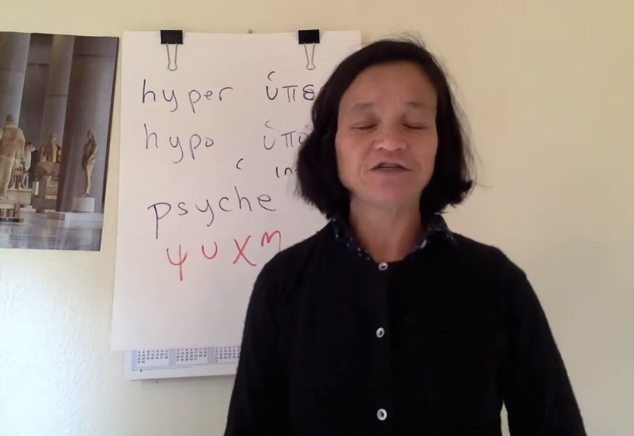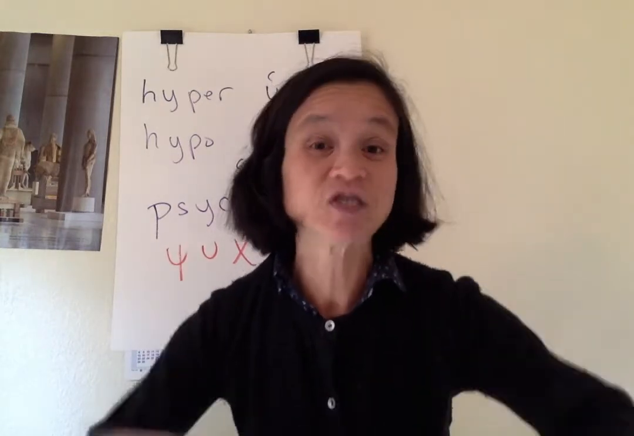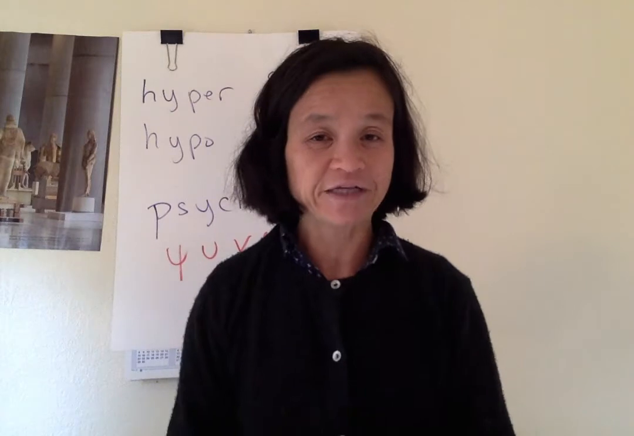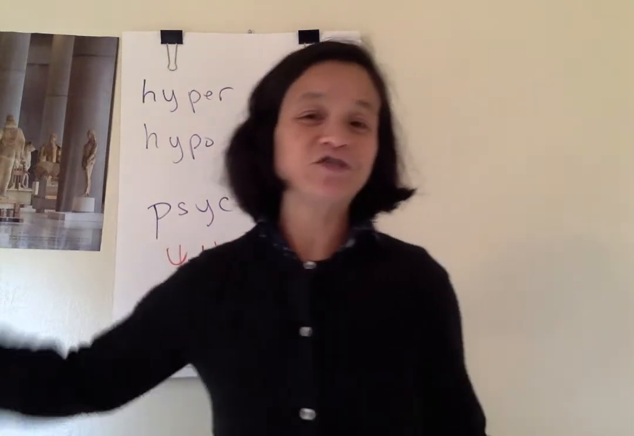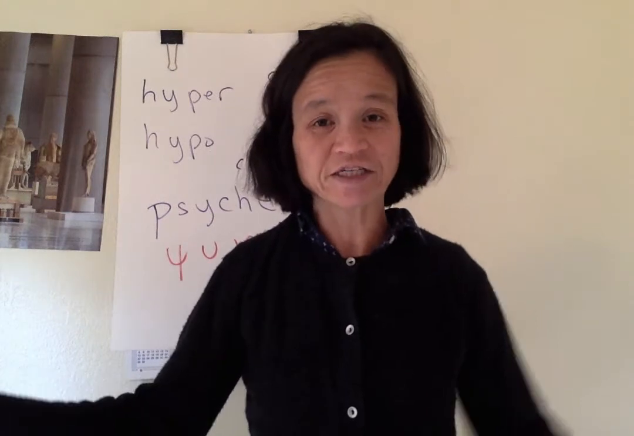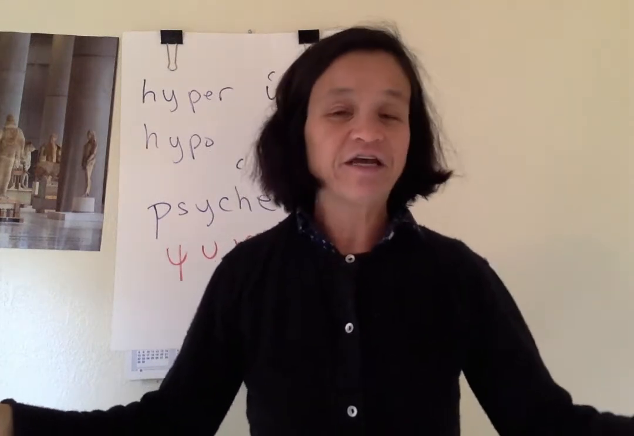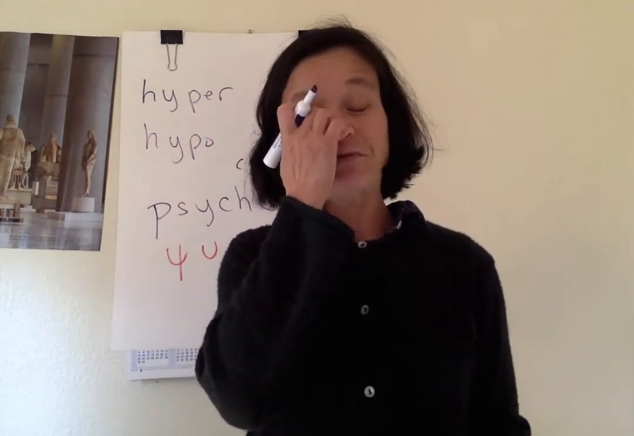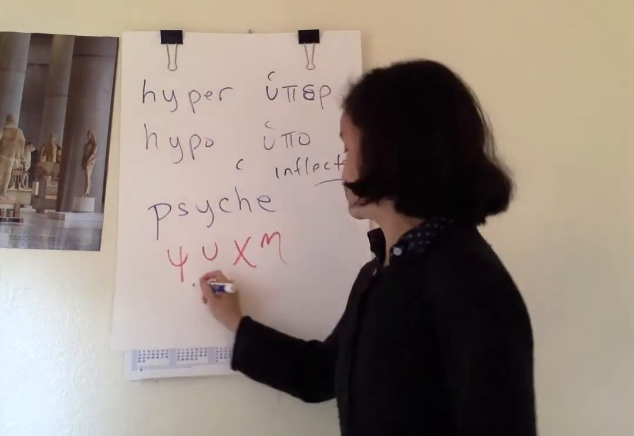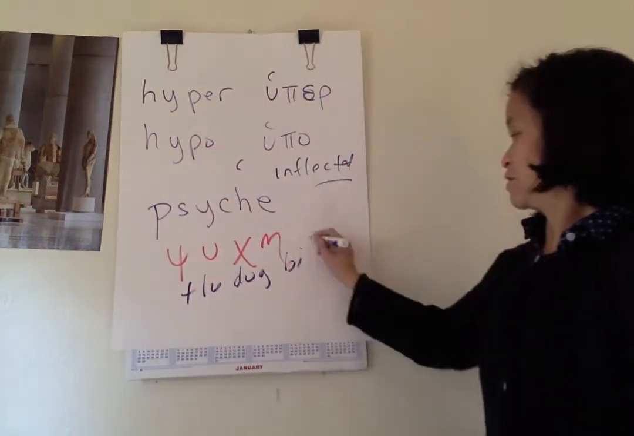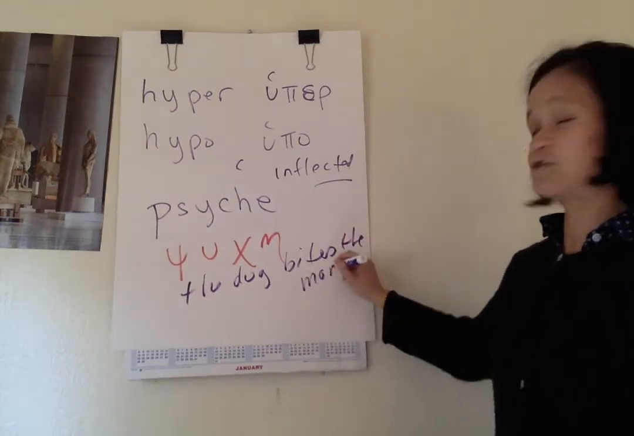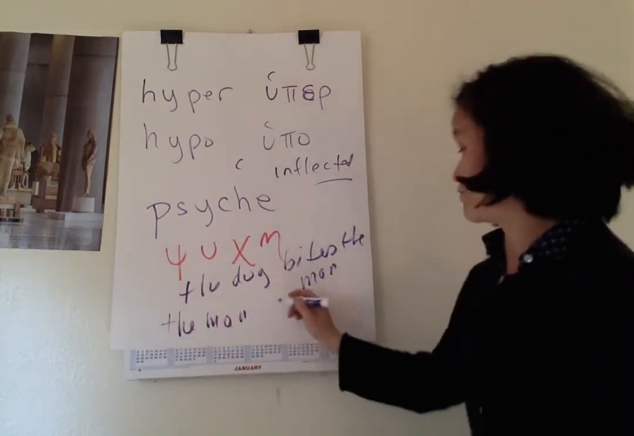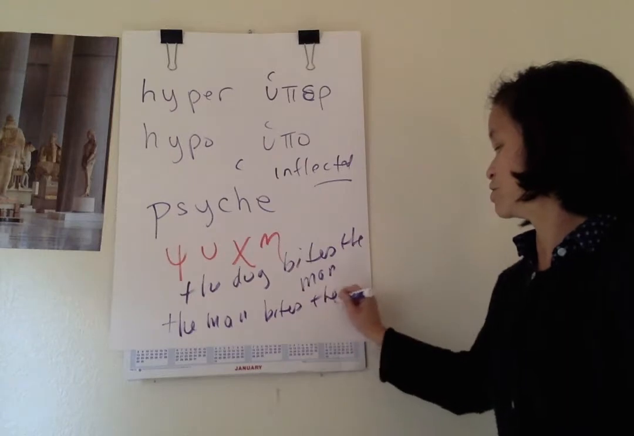In English, we know how a word is used in a sentence by the position of the word. For instance, if we say, the dog bites the man, we know the dog is the subject of the sentence because it's the first word in the sentence. The man is the object because the word man follows the verb. If we wanted to change the sentence in English, we would move the words around. We have the man bites the dog.